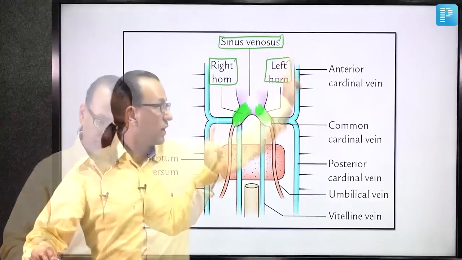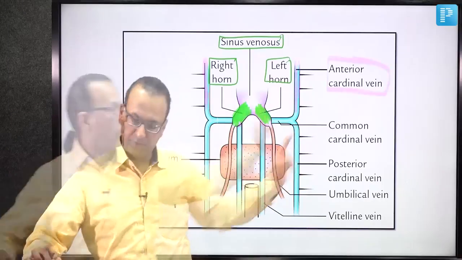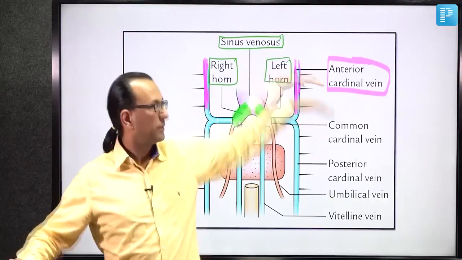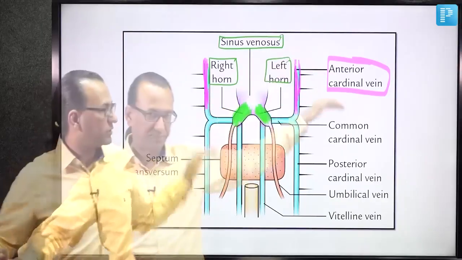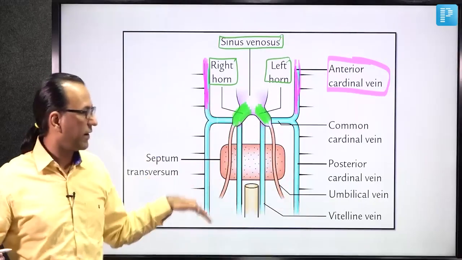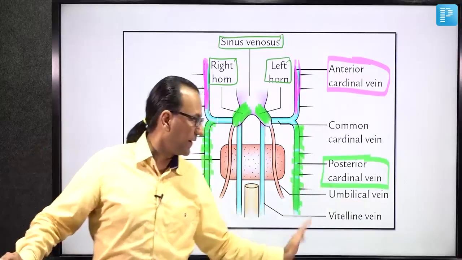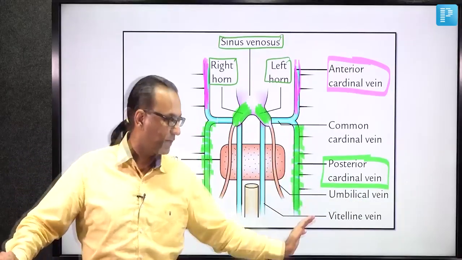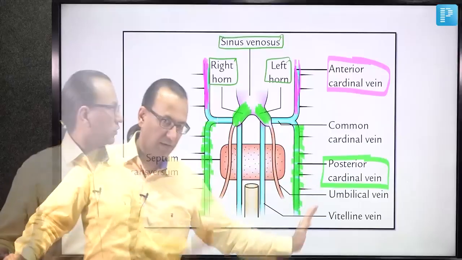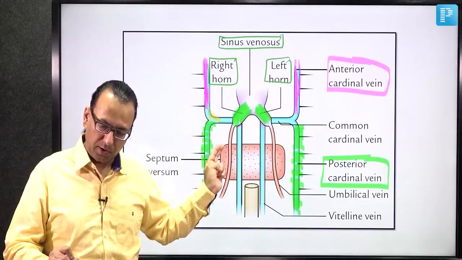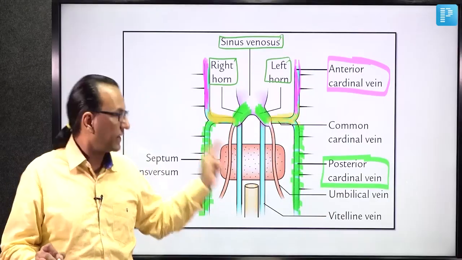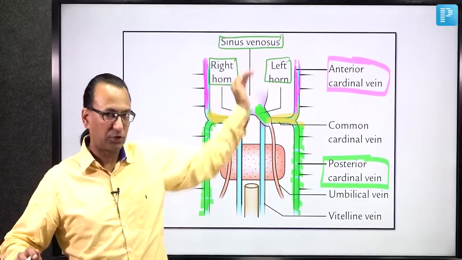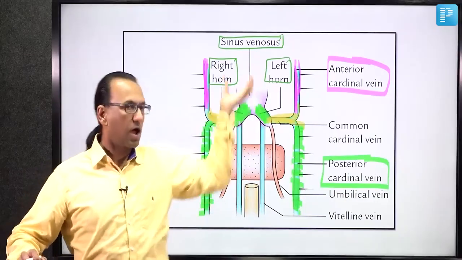What we notice is there are anterior cardinal veins on each side, and they are draining the body above the diaphragm, especially the head and neck region, whereas the body below the diaphragm is drained by posterior cardinal veins, contributing to the lower veins, especially the iliac veins in the pelvic region. Together they join to form the common cardinal vein on the right side as well as the left side, opening into the right horn and left horn of the sinus venosus and pushing the blood into the heart tube.